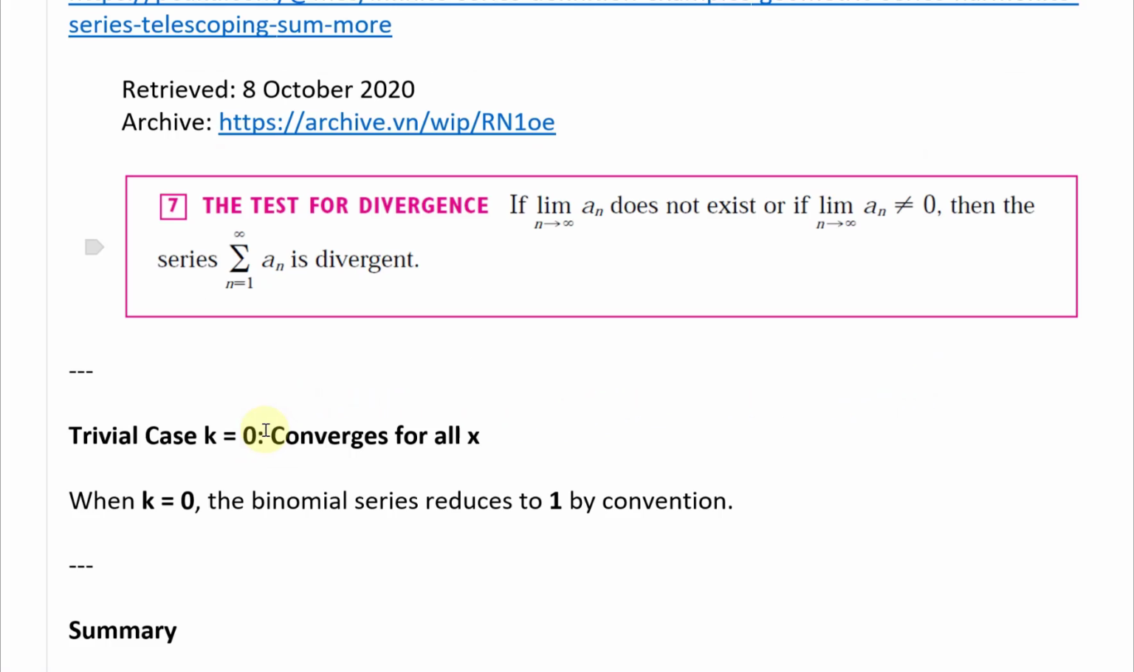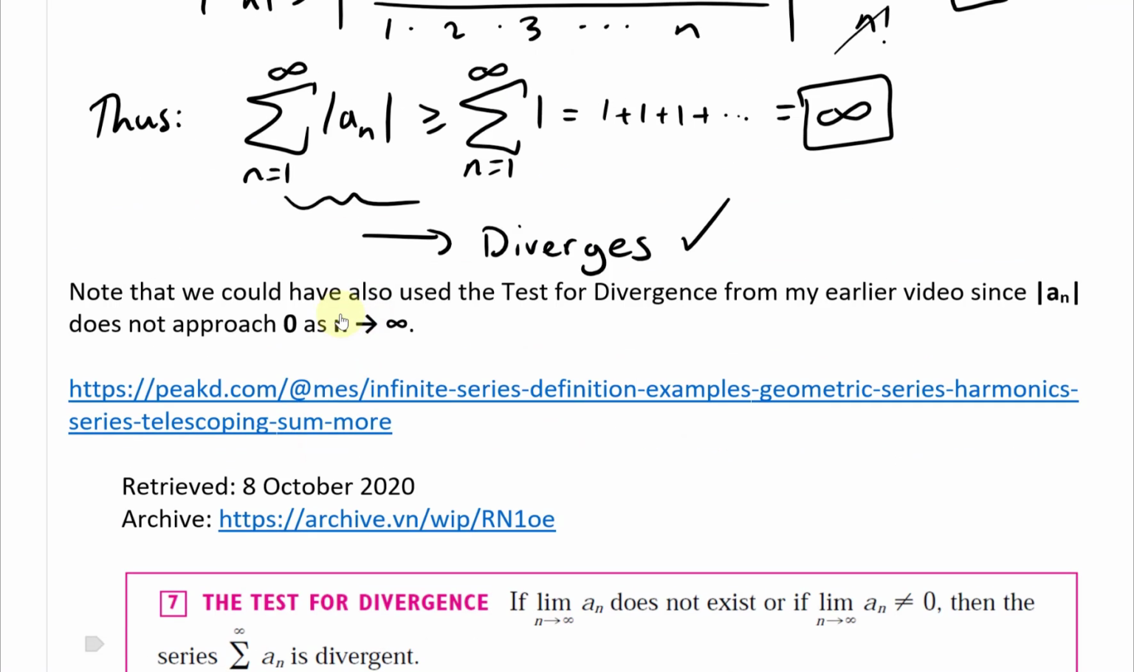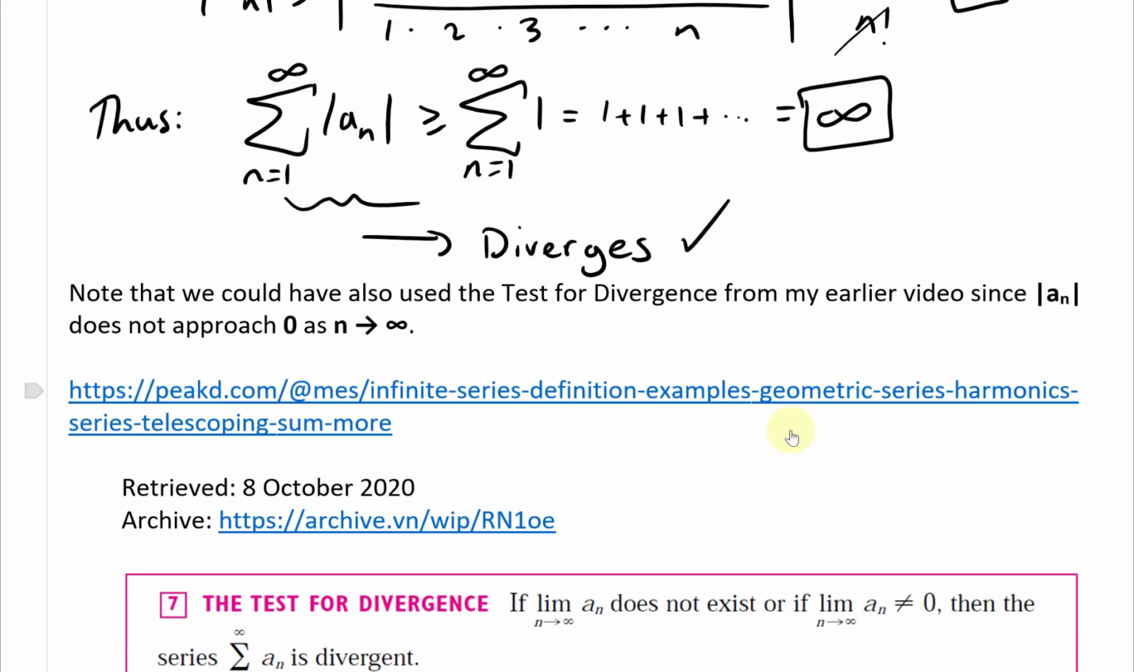So yes, it is divergent, the series, because the terms aren't going to 0. So in this case, it's not going to 0. It's greater than or equal to 1.